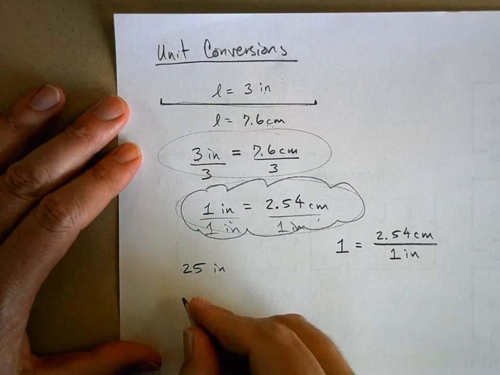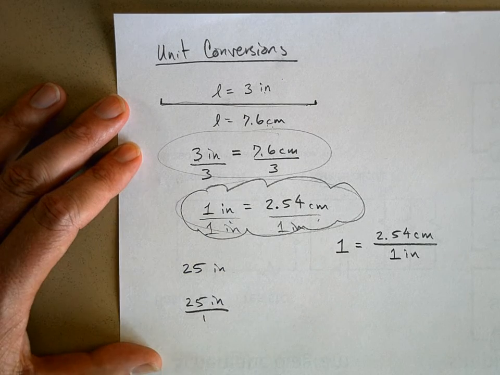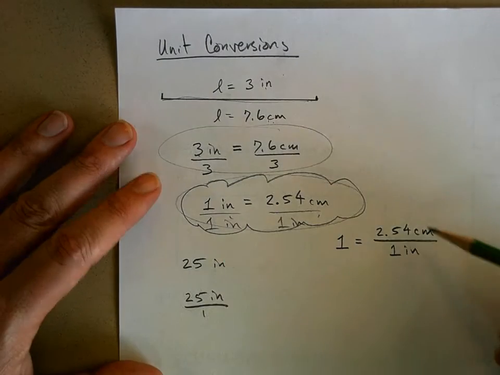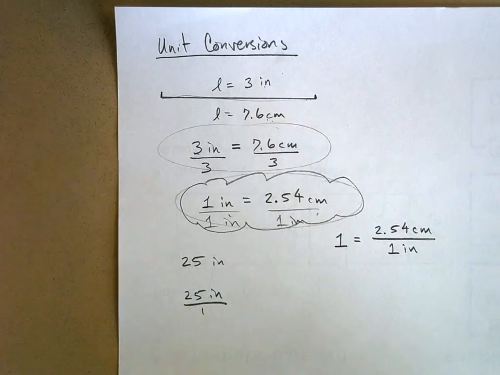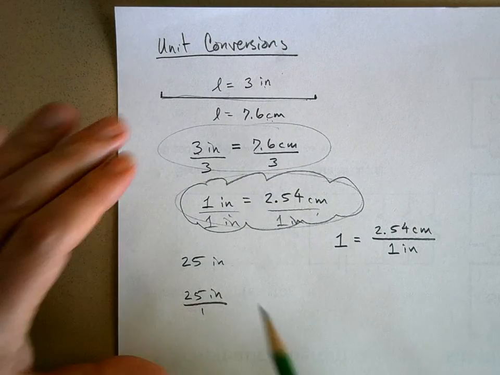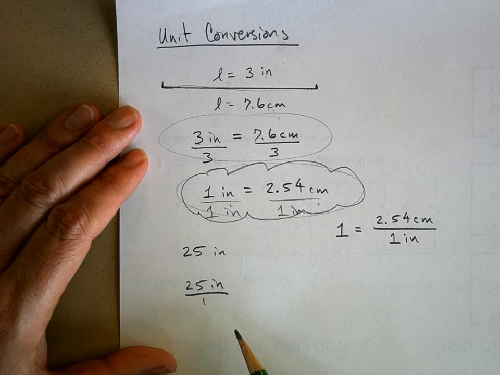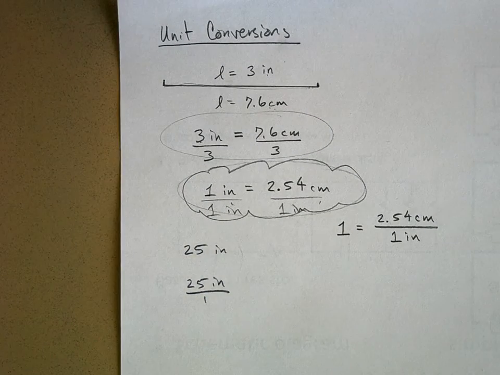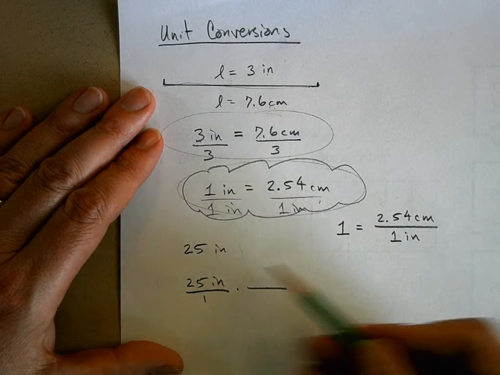So I can say, well, 25 inches, I'm going to make it a fraction just because these unit conversion factors always look like fractions. So you want to take what you're going to convert from and turn it into a fraction by just dividing it by 1. Is that okay? Can you divide by 1? Heck yeah. And so then you're going to multiply this by 1.